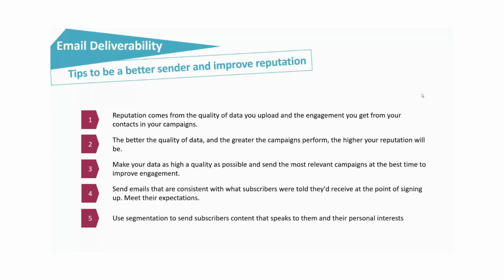Send emails that are consistent with what subscribers were told they'd receive at the point of signing up. Meet their expectations. You can use segmentation to send subscribers content that speaks to them and their personal interests. Usually, ESPs will have functionality in products to create singular campaigns that have dynamic content to target multiple people in one, maybe to save you some time in setup. But it's all about sending emails to people that expect them, want them, and there's nothing in those emails that they feel is irrelevant to them. And why do they even get it?